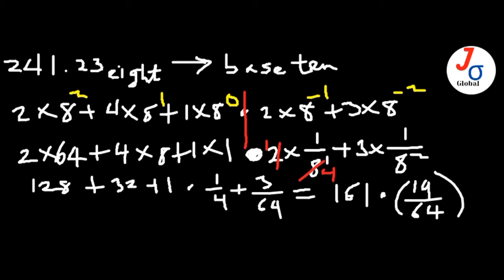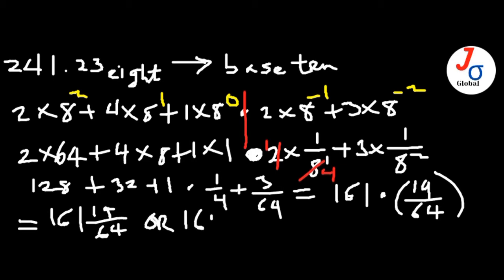So I could write this in 2 ways. I could write it in mixed fraction or in decimal. So I could have 161 whole number 19 over 64, or I could write it as 161.2969.